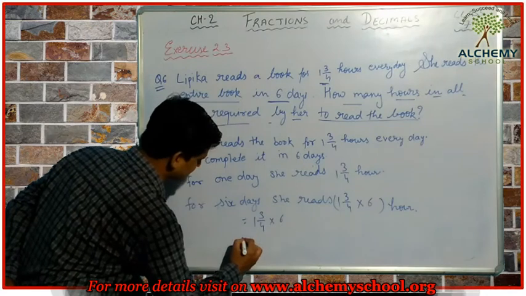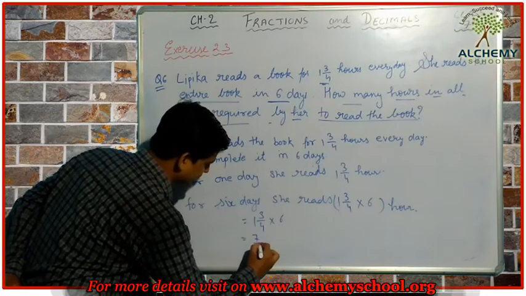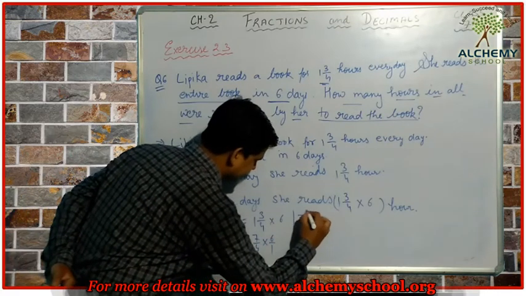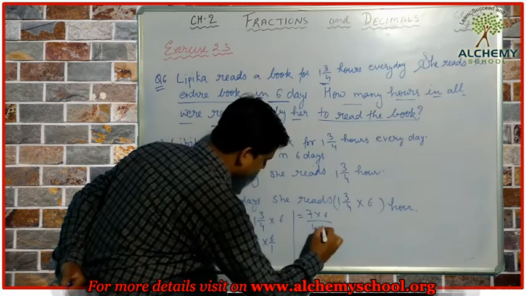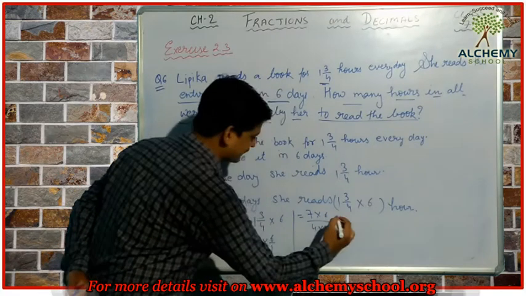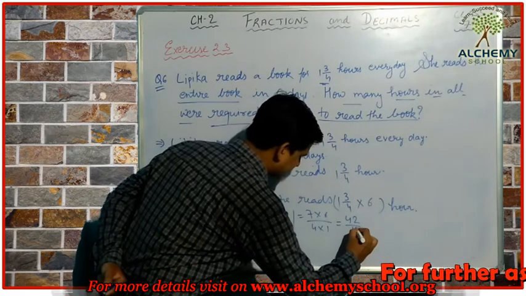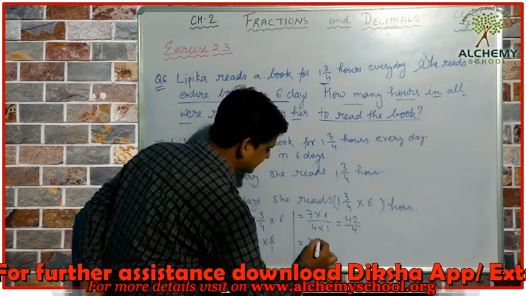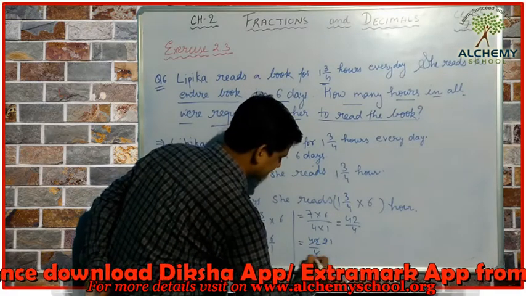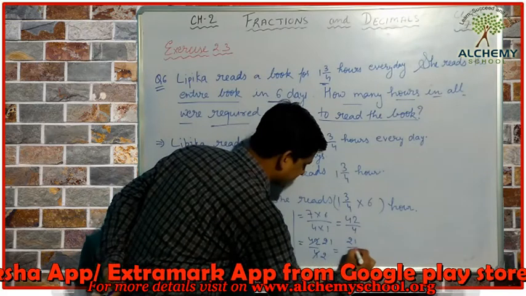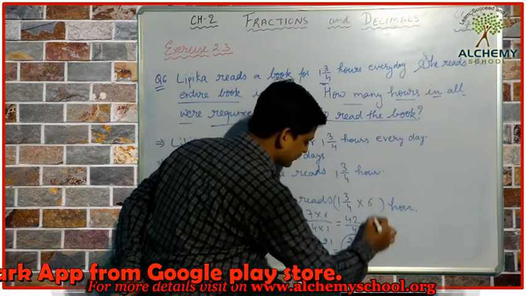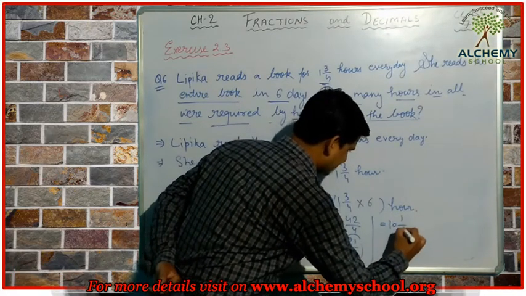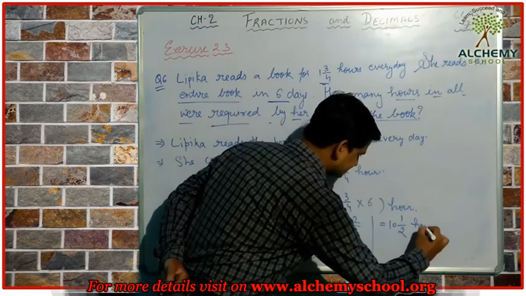We can convert it into improper form. 4 ones are 4, 3, 7 upon 4 into 6 upon 1, and we can write 7 into 6 upon 4 into 1. 7 sixes are 42 and 4 ones are 4. So we have to simplify 42 upon 4. We can see both the numbers are divisible by 2. So 2 21s are 42 and 2 2s are 4. We get here 21 upon 2. So this is in simplest form. We have to convert it into mixed form. So 2 10s are 20 and 1 upon 2 hours.